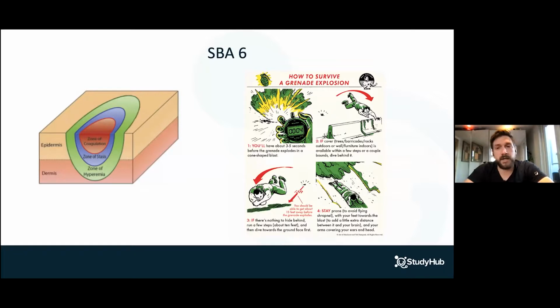And the way I think about it, and the reason why there's this little how to survive a grenade explosion. Well, firstly, I think it's useful information. Don't get a lot of grenades in Tooting, but you never know. But that's the way I like to think about this burn model.